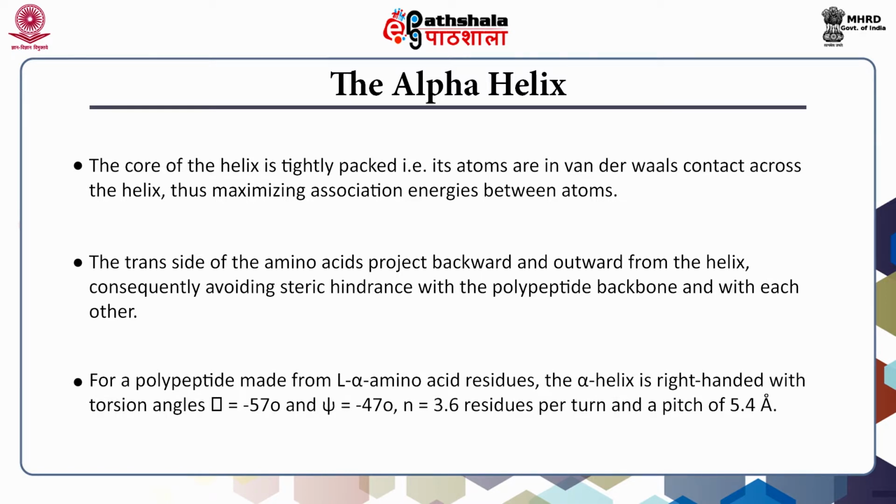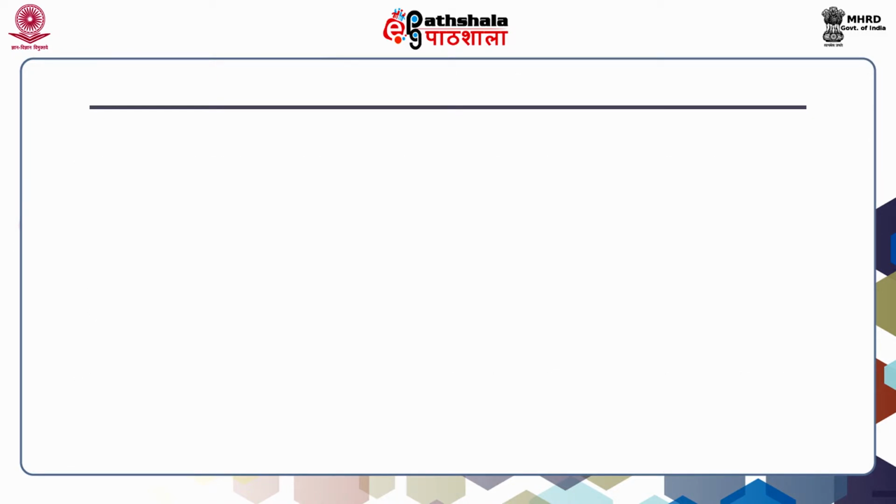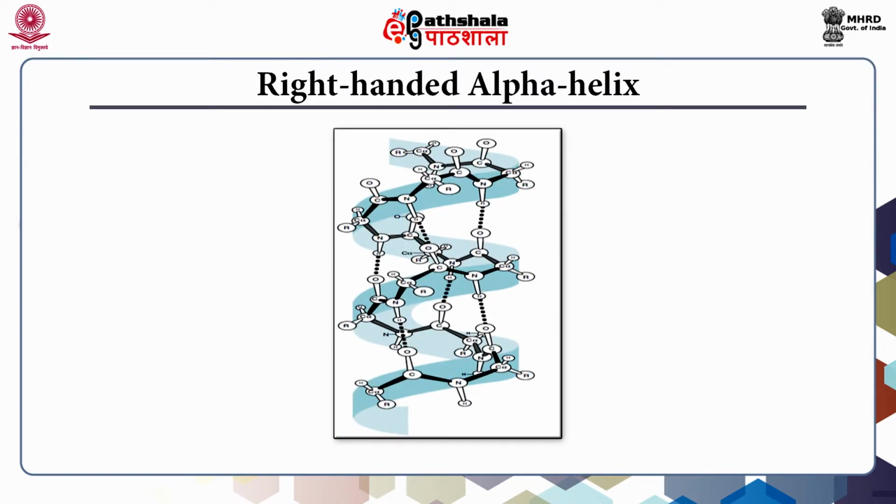For a polypeptide made from L-alpha amino acid residues, the alpha helix is right-handed with torsional angles phi of minus 57 degrees and psi of minus 47 degrees, n equals 3.6 residues per turn and a pitch of 5.4 angstrom. In this slide, we have a look at how a right-handed alpha helix looks like.